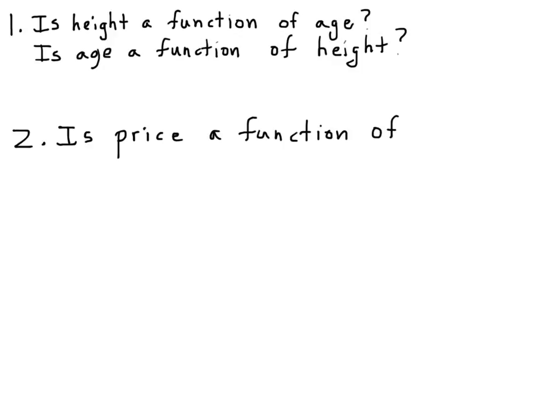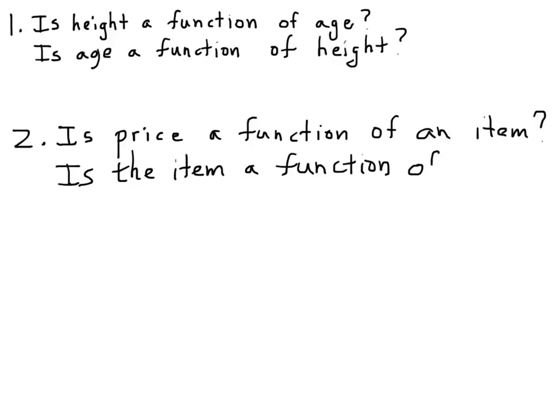Okay, so what about this? Is price a function of an item? So I tell you an item, you have a price. Assuming we're in one store, would that be a function? It would be, right? But then is the item a function of price? So if I say $2.99, would that tell you what item I'm talking about? Usually not, right? I mean, you can construct a circumstance where it might, but usually not. It's fine, and expected in stores, to have several things that have the same price.